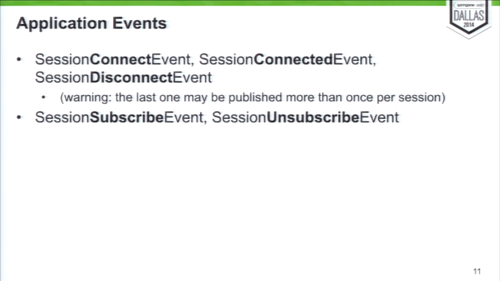Actually, they represent the STOMP messages. In STOMP, we have a command called connect, which happens when we request a connection to, in that case, the broker. We have the connected event, which happens when we are successfully connected. And we have the disconnect command, which happens when we disconnect from the WebSocket session. We also have the subscribe and unsubscribe commands. So when you subscribe to a destination, this event is published, and you can implement your own listener to get this event.